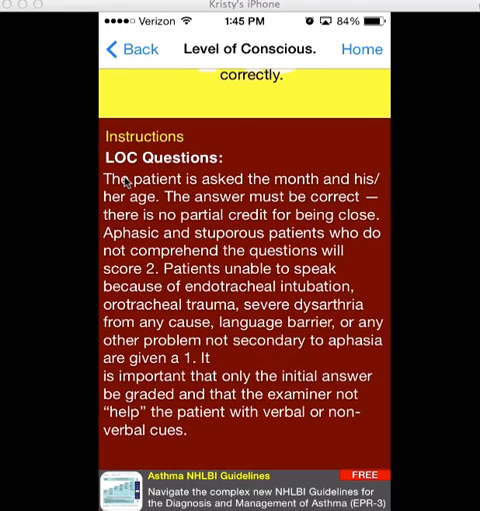You will then ask the patient what month it is and how old they are. A score is given for the number of questions answered correctly. Note that if the patient is unable to speak due to an ET tube or any cause other than aphasia, they will be given a 1. Aphasic patients and patients unable to comprehend the question will score a 2.